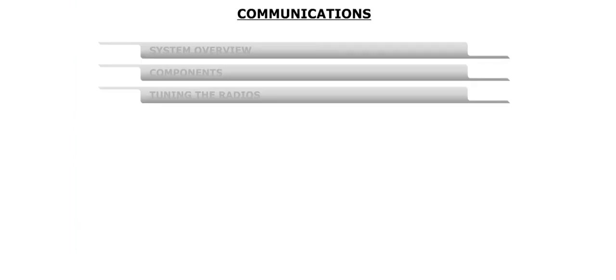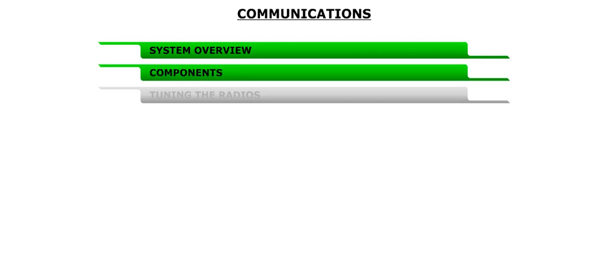In this module, we will cover the communications system of the aircraft. We will start out with an overview of the system. Next, we will discuss the various components of the system, including the VHF radios, the Remote Control Audio Unit, or RCAU, the audio control panel, the interphone system, and the PA system. Finally, you will learn how to tune the radios.